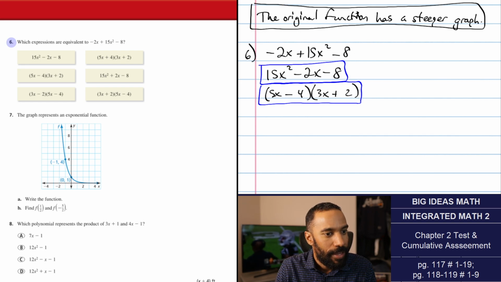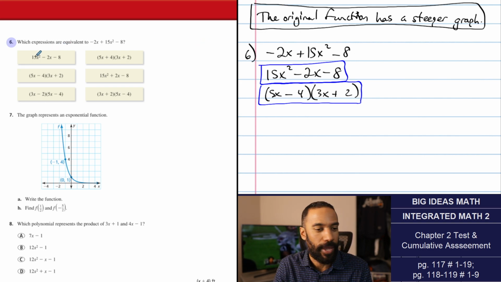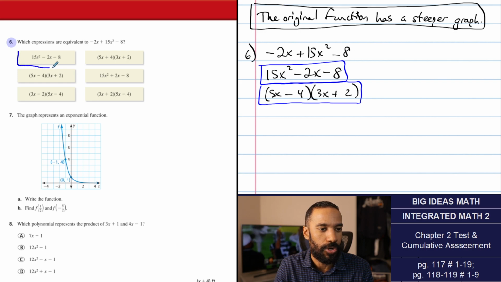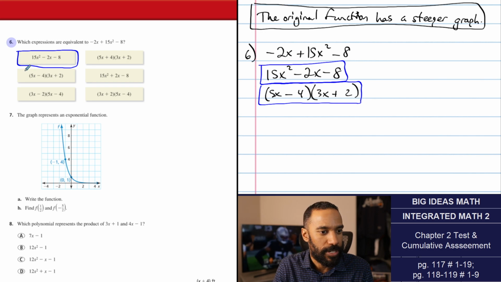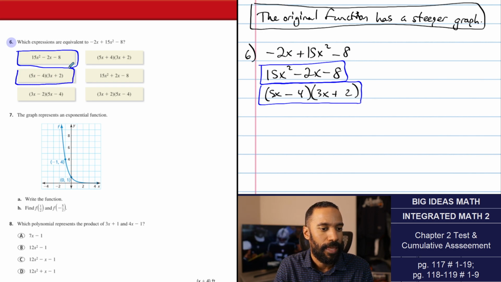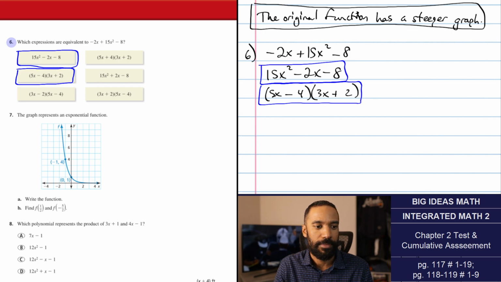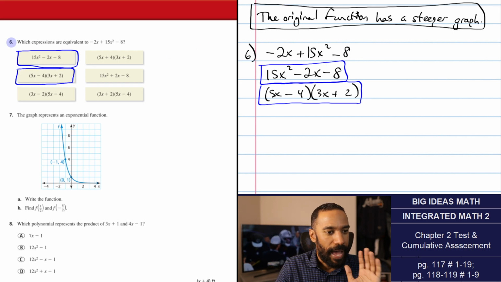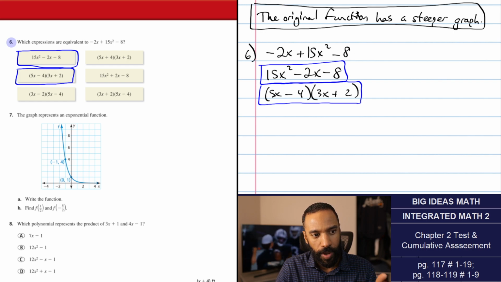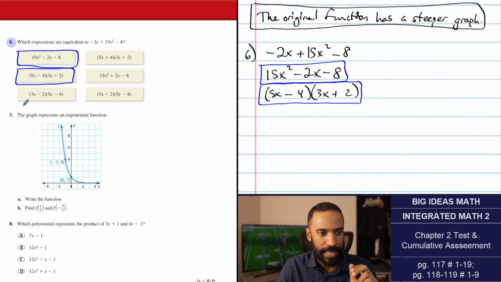Let's see. 15x squared minus 2x minus 8. Okay, that is standard form. So boom, that is equivalent, and a better looking version of it. 5x minus 4 times 3x plus 2. That is also the factored form like I just said. That does work out. Now, 3x minus 2 times 5x minus 4. That would have given you negative 12 minus 10, which is negative 22x, and it would have given you plus 8. That is not the factored form of it.